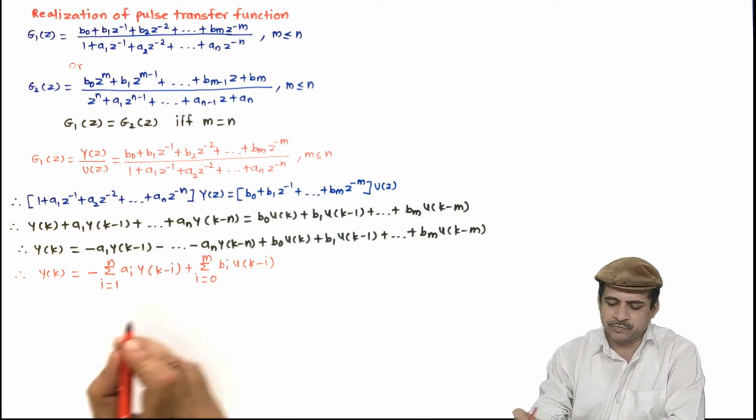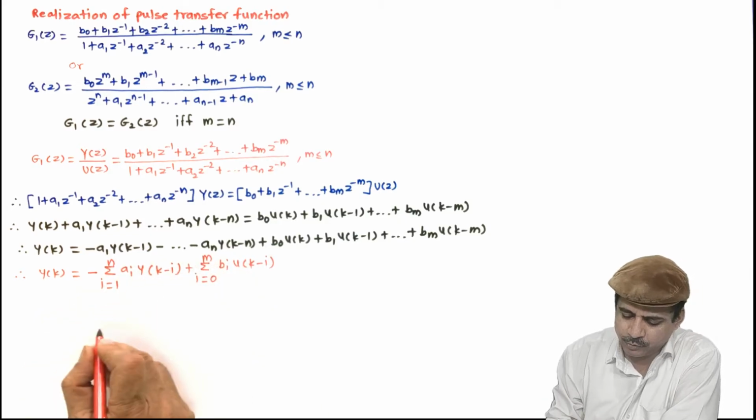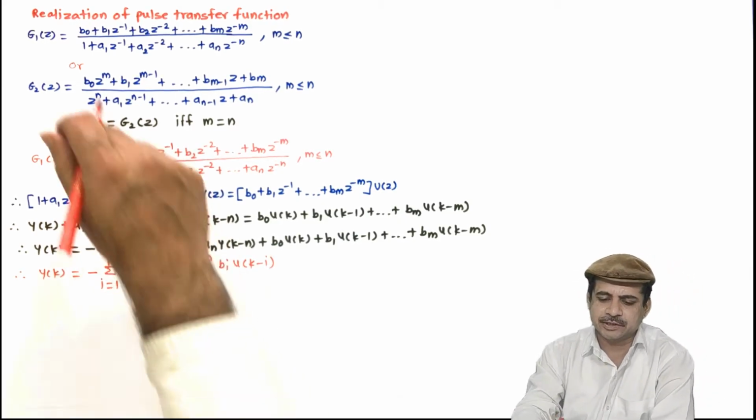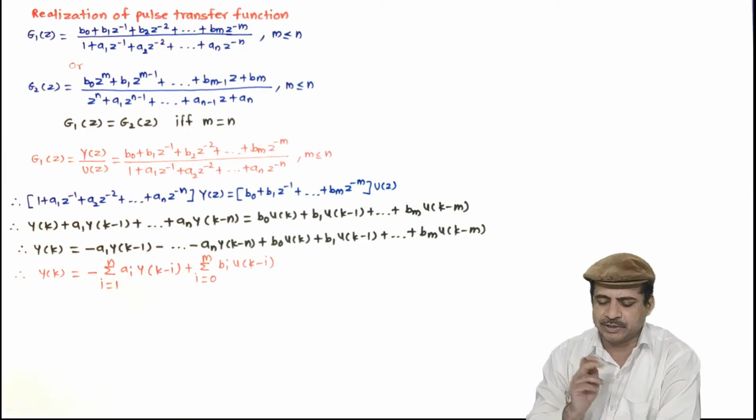Now if I say m equal to n, why I am doing this? Because in that case both the transfer functions will have same realization.